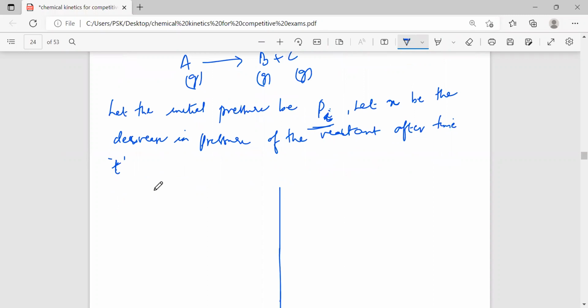Now I will write the reactant. What is the reactant? A is the reactant. We have products B and C. Now I will write initial pressure. What is the initial pressure of the reactant? Pi.